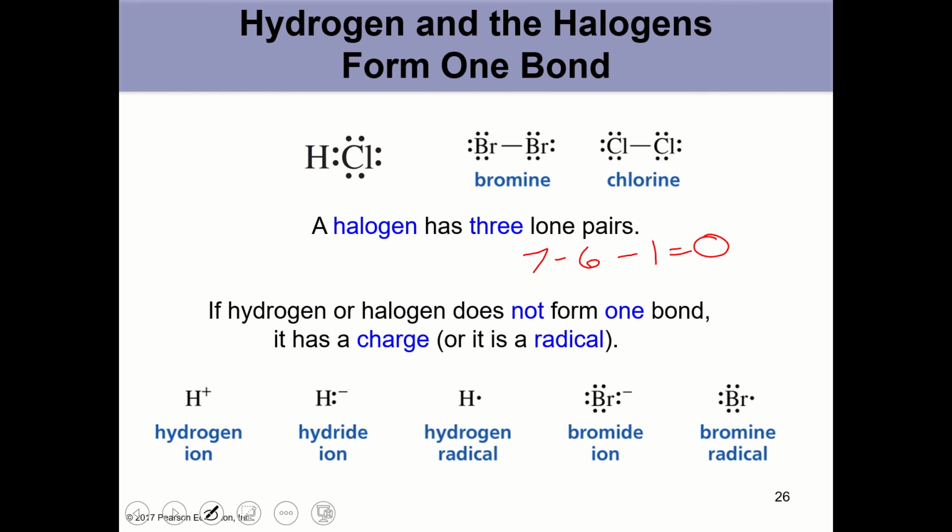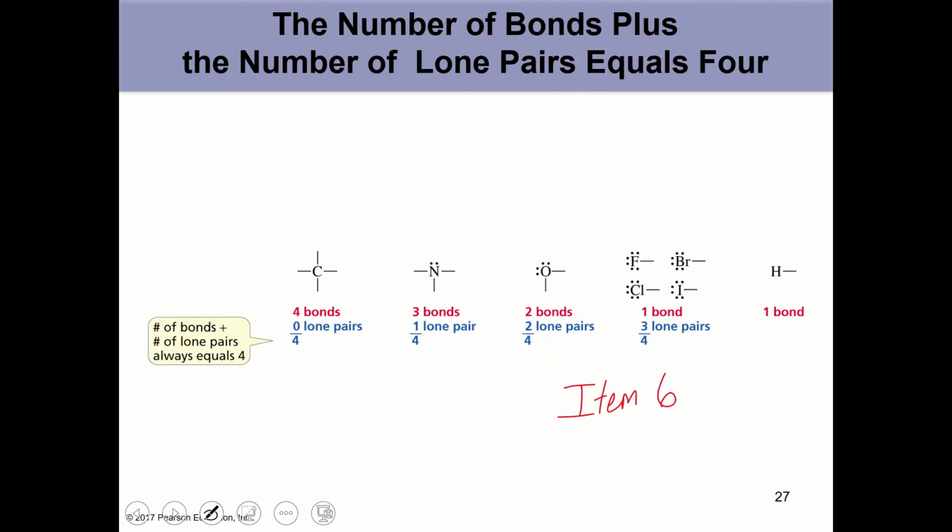If hydrogen does not form a bond, then it will be an ion. It cannot form more than 1 bond. It can only form less than 1 bond. So when it forms less than 1 bond, it will be either an ion or a radical. The number of bonds plus the number of lone pairs equals 4, and 4 times 2 gives us an octet of 8.